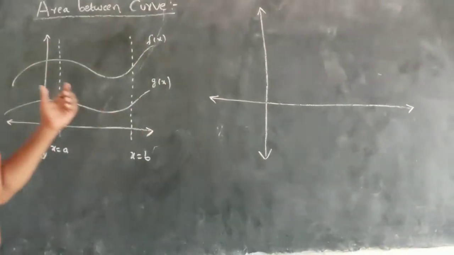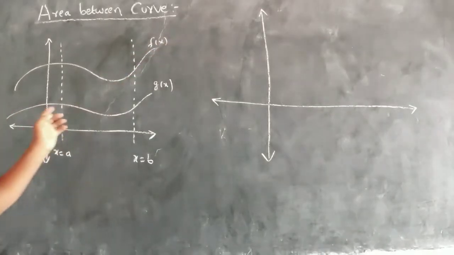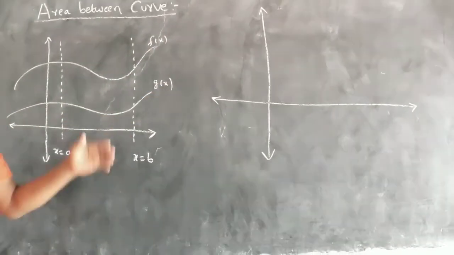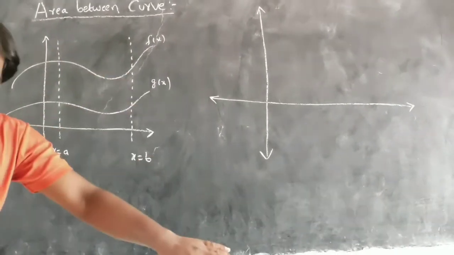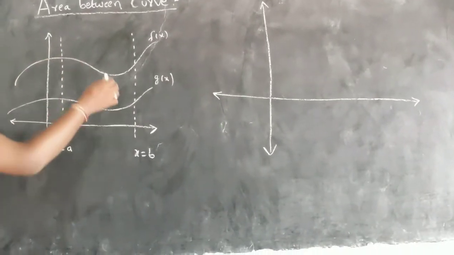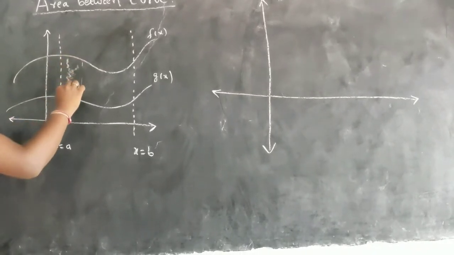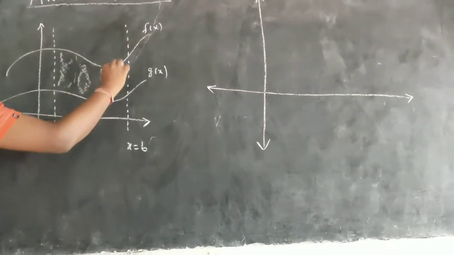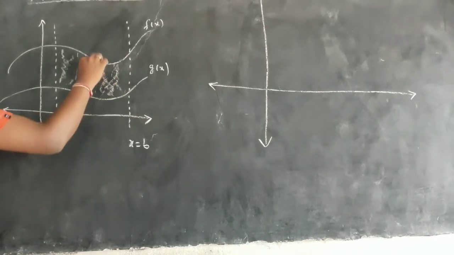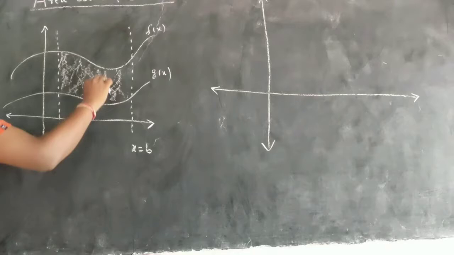So what I want to say here is, this is the graph of f of x, and this is another graph, g of x. One graph is under the other graph. Then the area between the curves means this part. If they ask you to find this part, this is the area between the curves. So you want to find the area between these curves, correct?